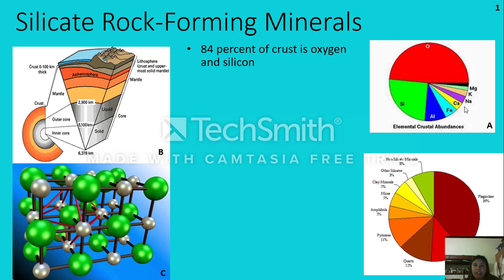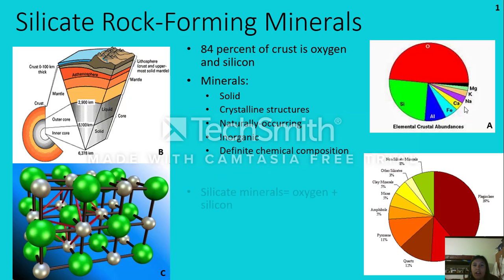A quick reminder that all minerals are crystalline solids, naturally occurring, inorganic, and have a definite chemical composition and chemical formula. Silicate minerals occur when silicon and oxygen are chemically bonded. Usually this bond extends to a metallic ion.